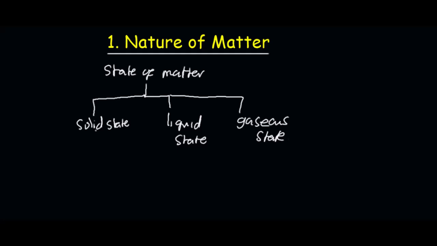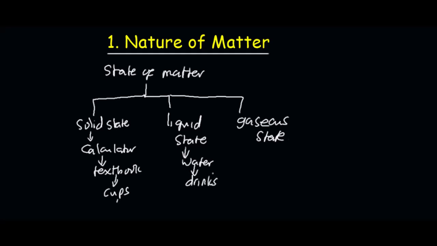Now, an example of matter which comes in a solid state, we can talk of our calculator, which is solid. We can talk of textbook, our cooking utensils, cups, knife, and so on. Examples of matter which comes in liquid state, you can talk of water. You can also talk of the drinks we buy. Anything that is liquid is matter in the liquid state.